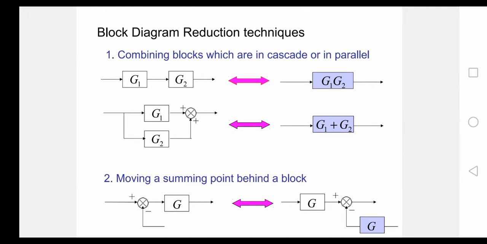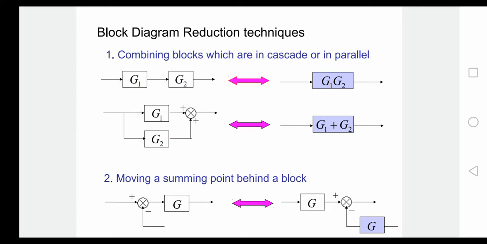The first rule is combining blocks which are in cascade or in parallel. In the first case, for example, you have G1 and G2 like that. That connection we call a cascade connection or series connection. If the two blocks are like that, then we need to multiply the two blocks, G1 into G2.